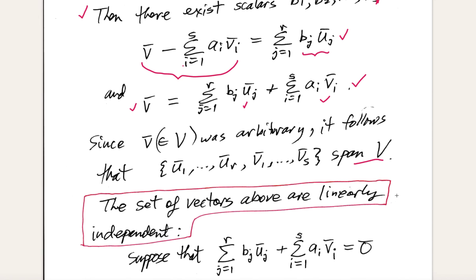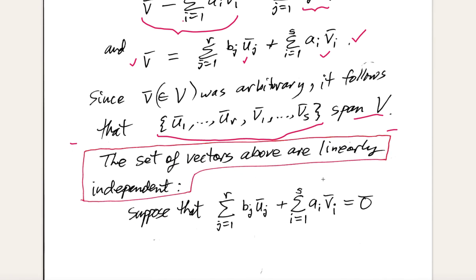Now, let's do the next thing. To show it's a basis, I also have to do the following. The set of vectors here, these guys is what I'm referring to, I want to show that those are linearly independent. Now, how do you do that?